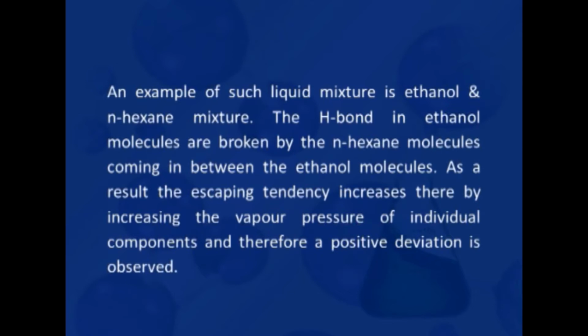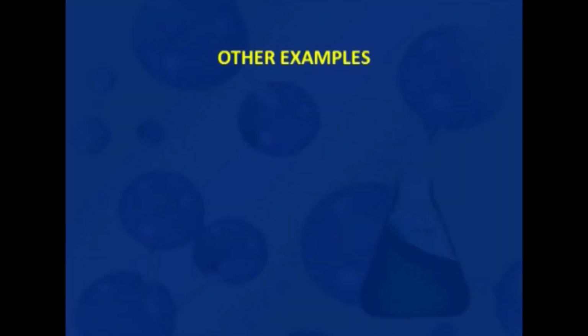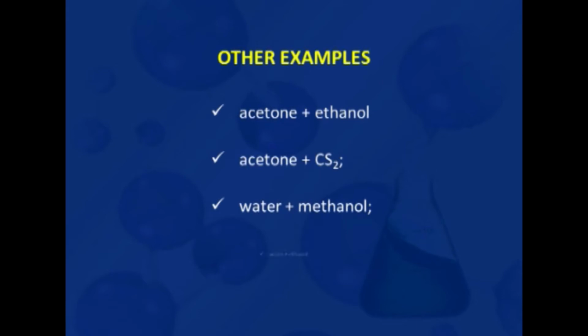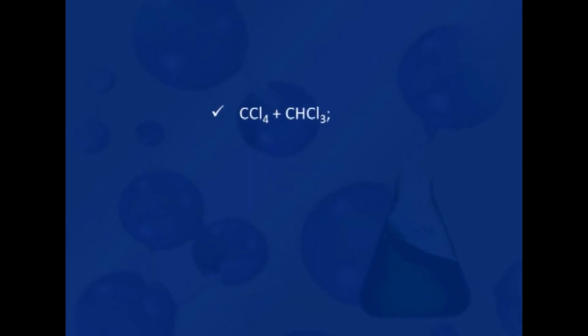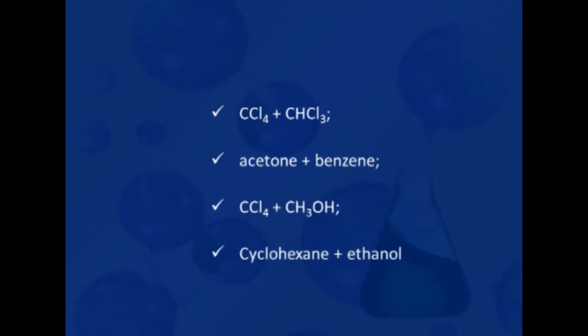Some examples of the solutions which show positive deviations are acetone and ethanol, acetone and carbon disulfide, water and methanol, water and ethanol, carbon tetrachloride and toluene, carbon tetrachloride and chloroform, acetone and benzene, carbon tetrachloride and methanol, cyclohexane and ethanol.